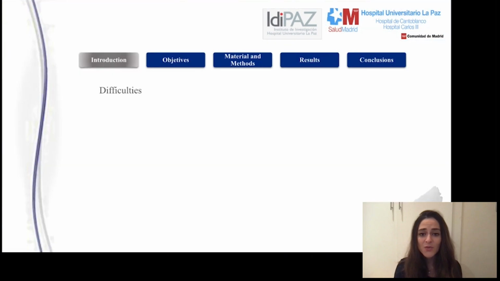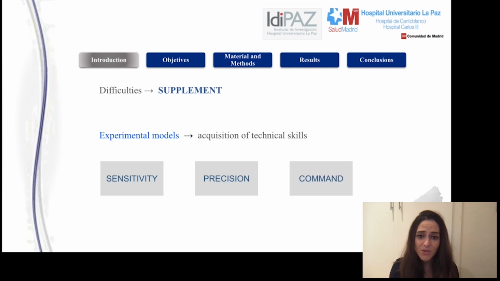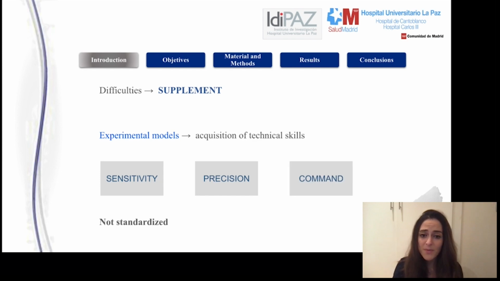The preparation of surgical specialists is complicated and increasingly difficult due to the change in the learning model, the change in the distribution of caseload, the new technologies, and the change in the residency. Therefore, in many cases, they are forced to look for ways to complement it with other learning methods such as experimental models, which are a tool for the acquisition of technical skills such as sensitivity, precision, and command in surgical movements. But one of the big problems is the lack of standardization.